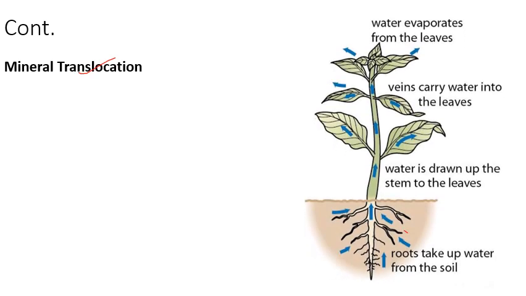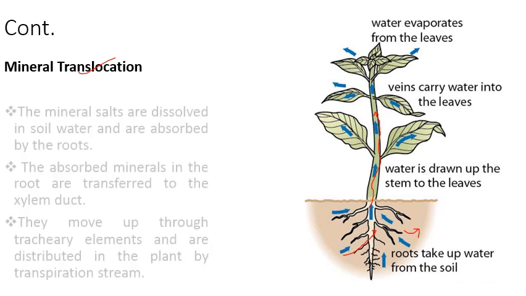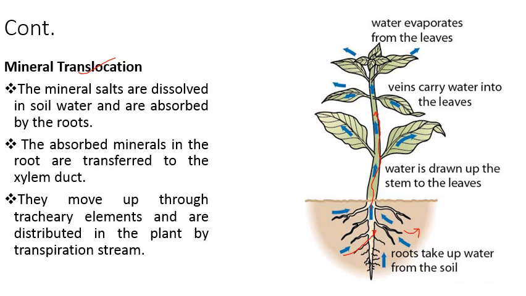The next important role that transpiration plays in plants is mineral translocation. As we know, water contains dissolved minerals, so these are also taken up by the roots through the xylem channel into the aerial parts of the plant. The mineral salts are dissolved in the soil water and are absorbed by the roots. The absorbed minerals in the roots are transferred to the xylem duct, and they move up through tracheary elements and are distributed in the plants by the transpiration stream.